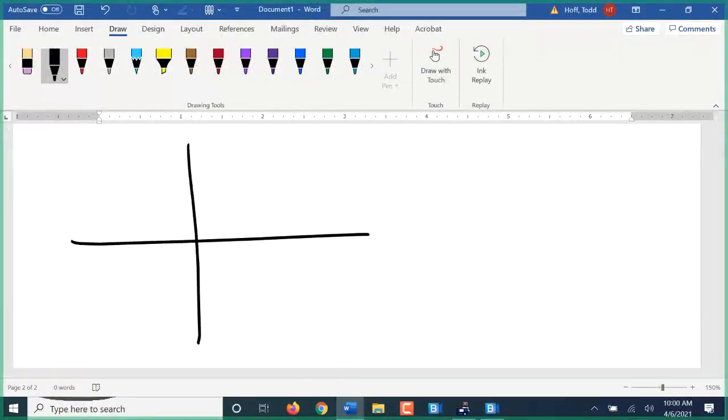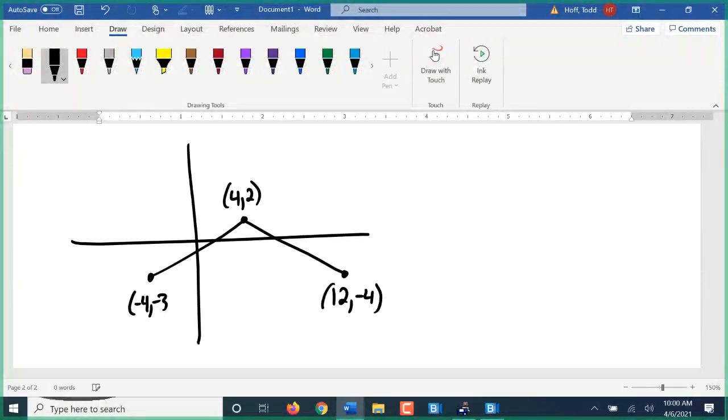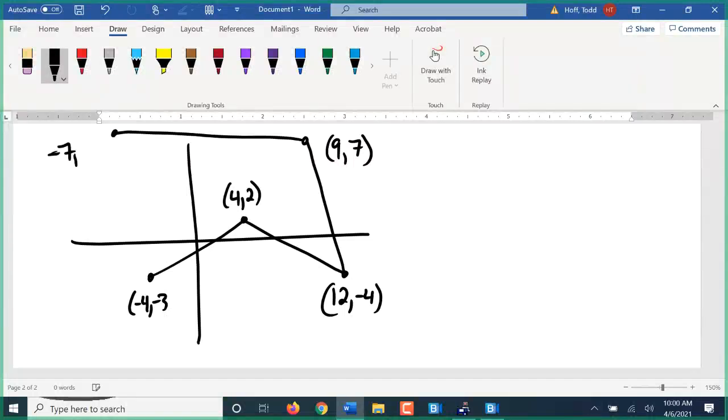And we're not limited to just 3 or 4 vertices. Let's put a vertex here at -4, -3. Put a vertex here at 4, 2. Put another one here at 12, -4. We're going to put another one here at 9, 7. We're going to put one here at -7, 8.